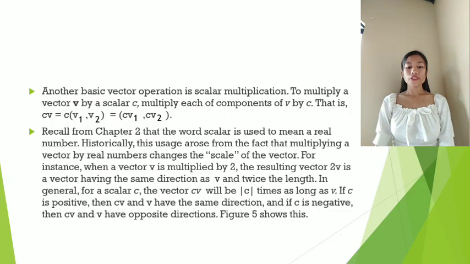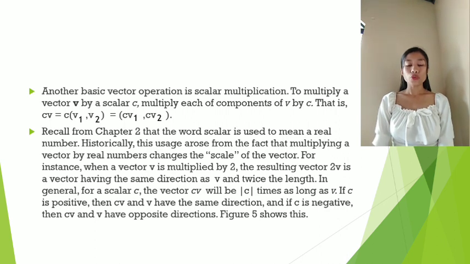Another basic vector operation is scalar multiplication. To multiply a vector v by scalar c, multiply each component of v by c. That is, cv is equal to c times the quantity of v sub 1, v sub 2, which is equal to the quantity of cv sub 1, cv sub 2.